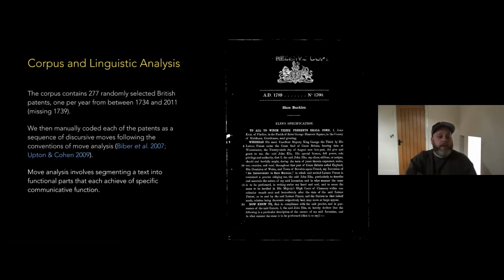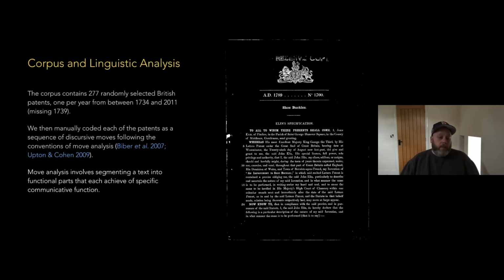Okay, so here's the corpus. It contains 277 randomly selected British patents. That's one per year between 1734 and 2011. So it's almost 300 years of data, well, 277 years of data. 1739 is missing, and I believe that's just because there were no patents issued that year. We have data farther back than this actually, but it's a bit more spotty, so it's not included, so as not to have loads of gaps in the time series.